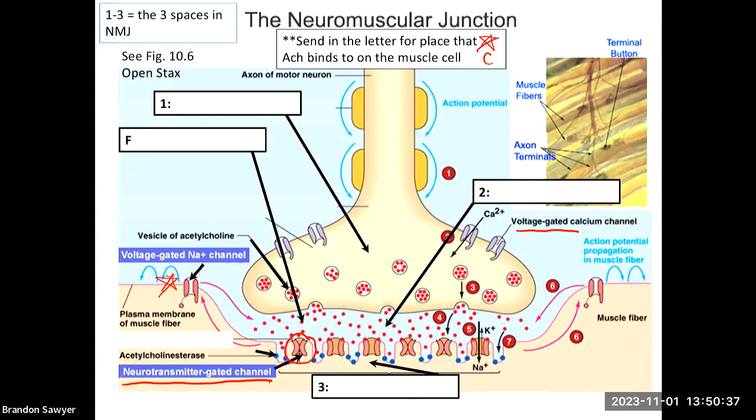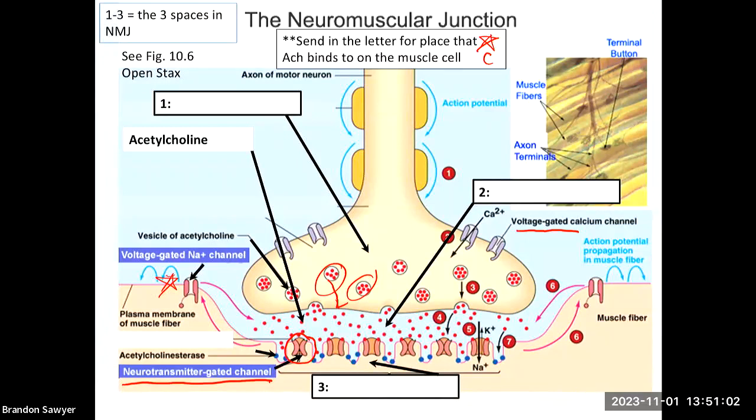And then lastly, F, what do you think F was? Acetylcholine, right? That's our neurotransmitter. It was in those little vesicles. Those vesicles migrated towards the surface, fused with the membrane, and then dumped their contents out into that synaptic cleft.